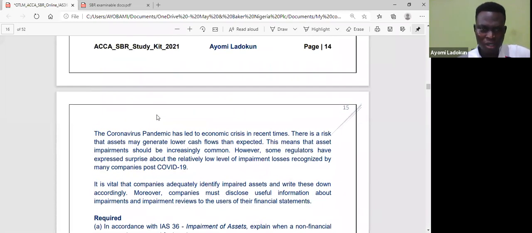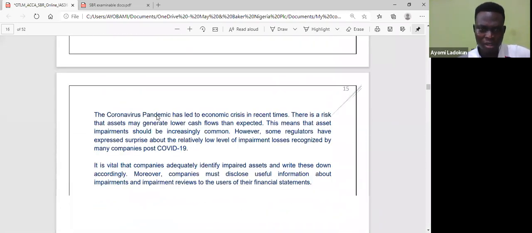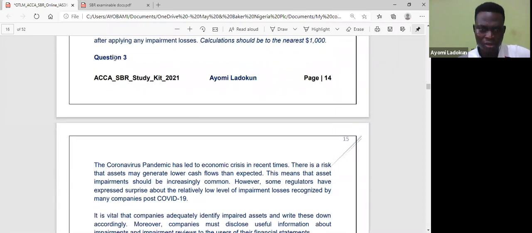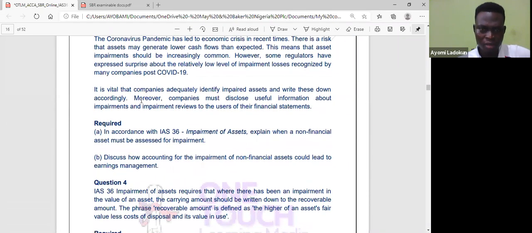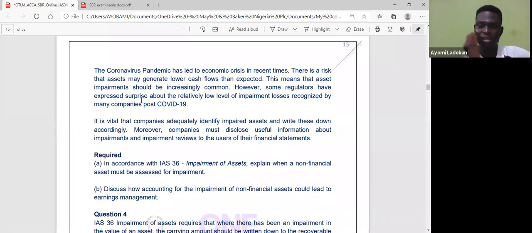Now, I am interested in this question. Let's take a look at question 3. Let me just discuss it. If you're writing SBR, take this question in. The coronavirus pandemic has led to economic crisis in recent times. There's a risk that assets may generate lower cash flows than expected. This means that asset impairment should be increasingly common.